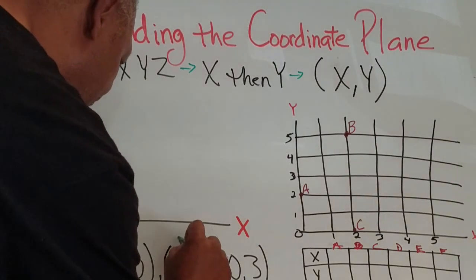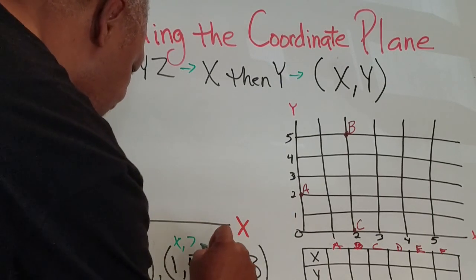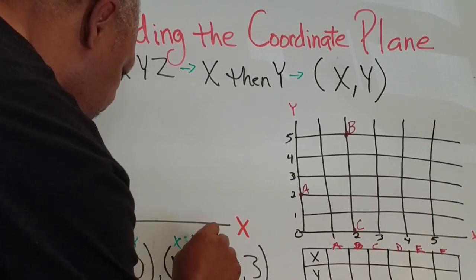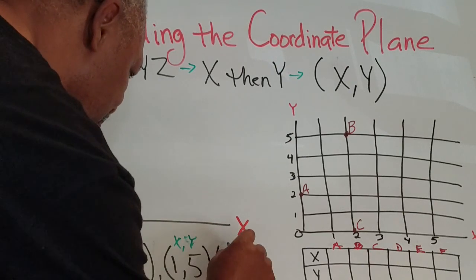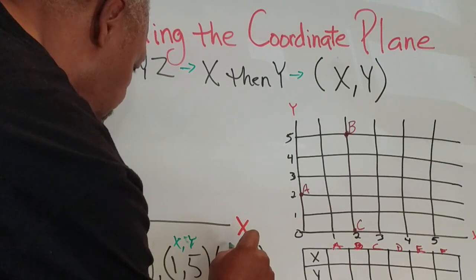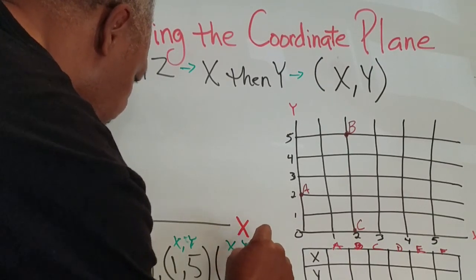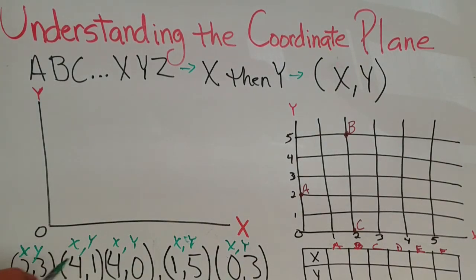You'll see why I'm emphasizing that over and over, because some of you are going to get confused when I ask you to graph these ordered pairs. X and then Y. All right, these are ordered pairs. They always come in pairs because there's always X and Y. There's always a pair. All right, here's what I want you to do.